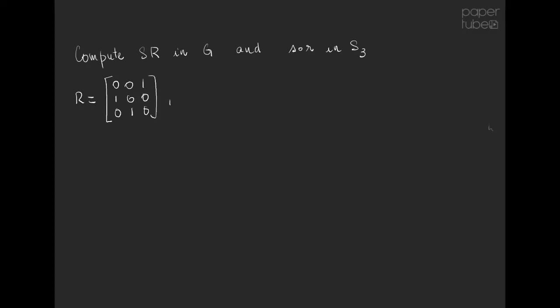Okay, so what we'll do here is the following. We'll compute S times R in G, and we'll compute little s composed with R in S3. And we'll try to see whether they have something in common. Well, recall that R is the matrix 0, 1, 0, 0, 0, 1, 1, 0, 0. And S is the matrix 1, 0, 0.